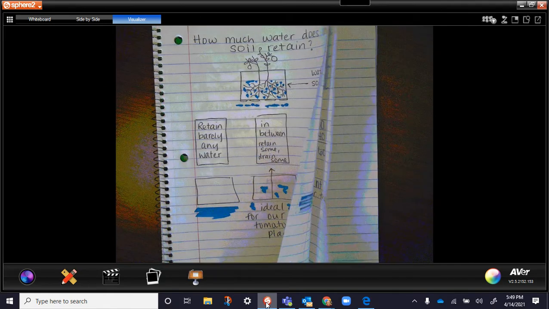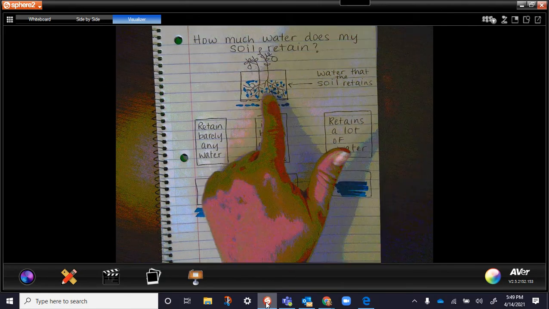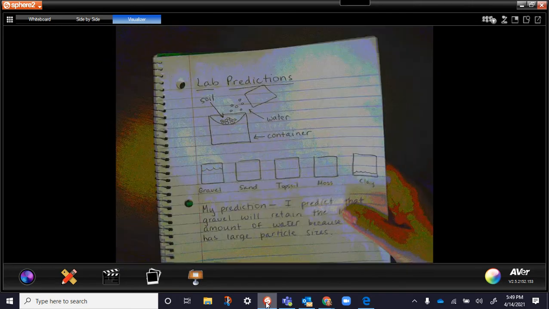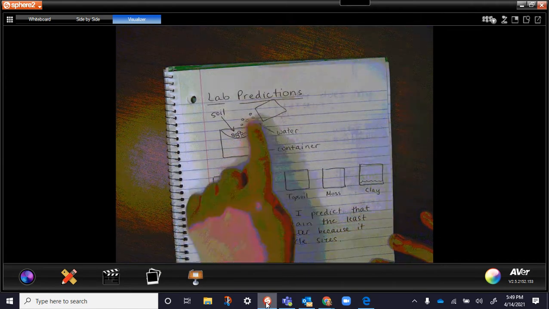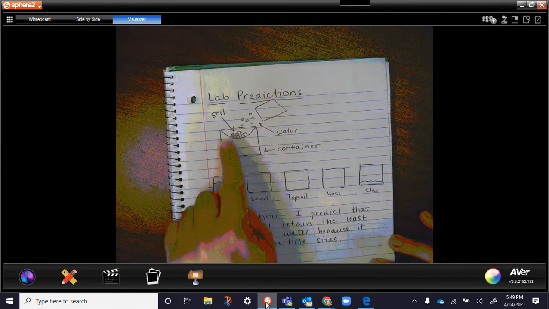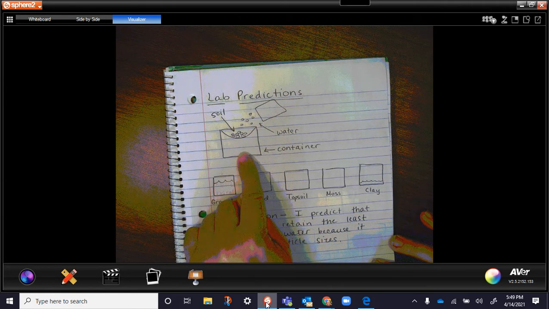And so we did our lab where we did this. We poured the water into, where is my picture? So we did this where we poured the water onto the soil, and we saw some of it hanging out with the soil. We saw some of it draining through to the bottom.